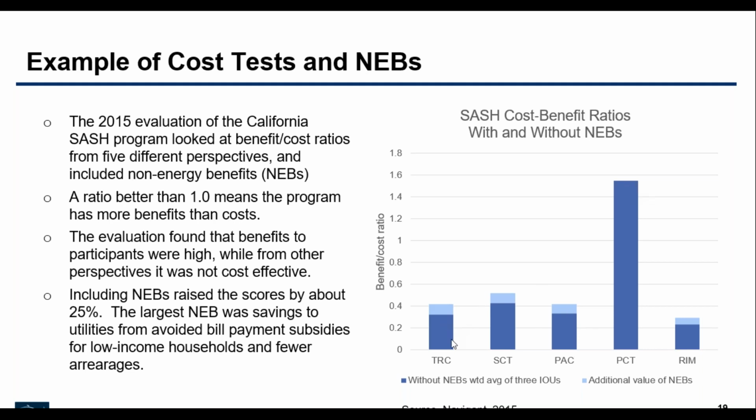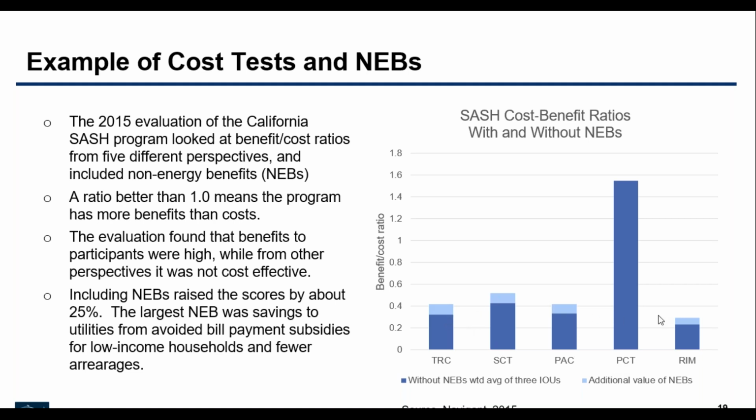The other tests are from the perspective of total resource, societal, et cetera. They are all less than 1, so their benefit-cost ratio suggests, like I mentioned before, with any low-income energy program, that they're not cost effective from most perspectives.